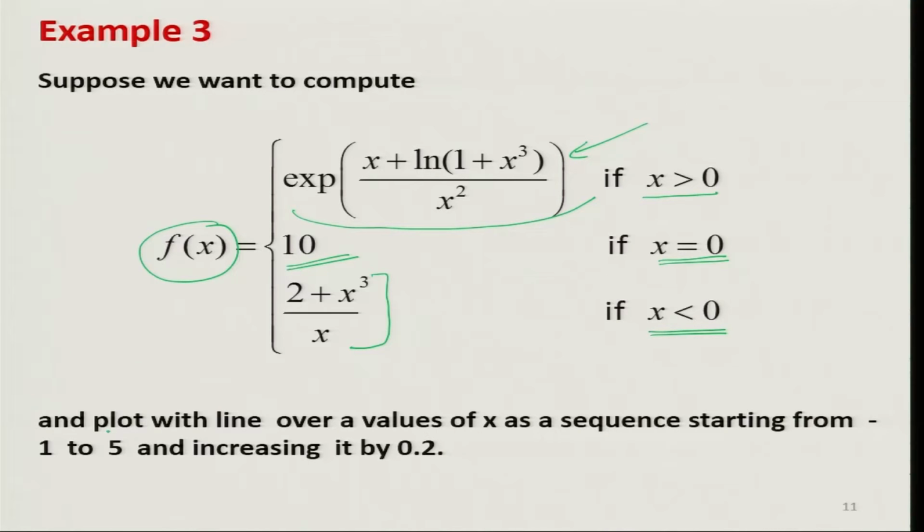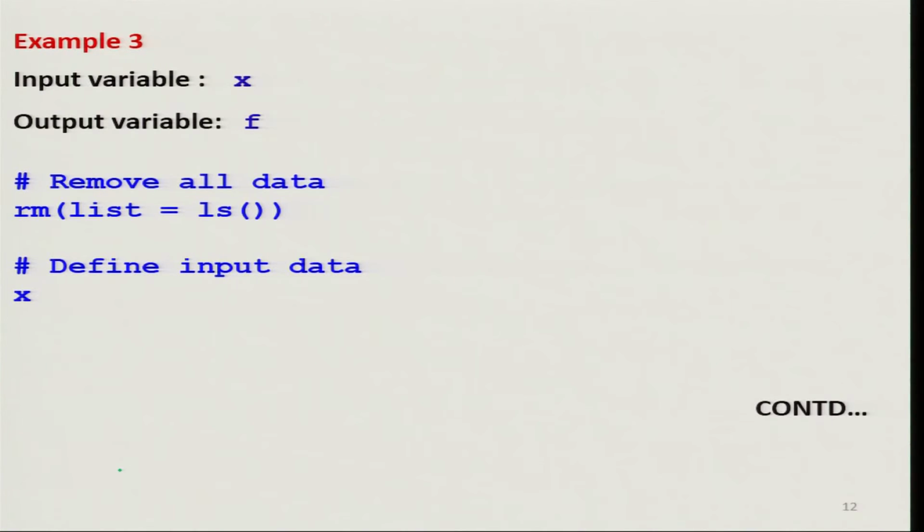And we would also like to plot this function, and for plotting I would like to use the option of line, which was given earlier by plot with type l, and this plotting has to be done where the values of x are a sequence starting from -1, so just be careful, from -1 to 5, and the sequence is increasing by an increment of 0.2. So, now we first define what are my input and output variables. Here you can see there is only one input variable x, and only one output variable f. Now we start doing the programming.